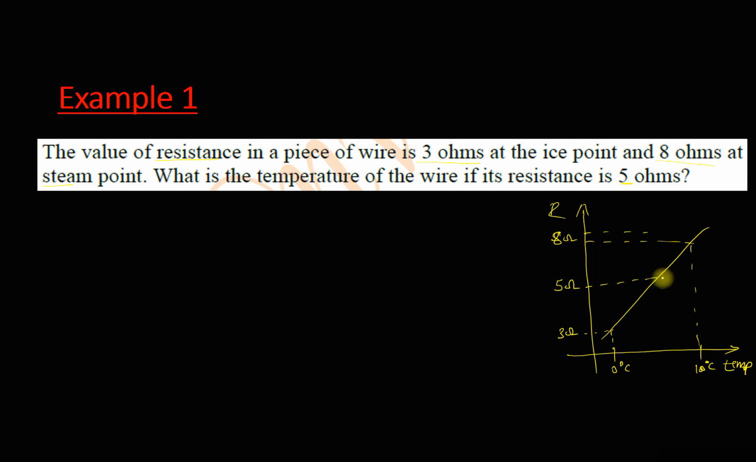So 5 ohms is between 3 and 8. Let's say the temperature is theta. So the question is, what is the temperature of the wire if its resistance is 5 ohms? Using the graph, just using gradients, because this is a calibration curve.